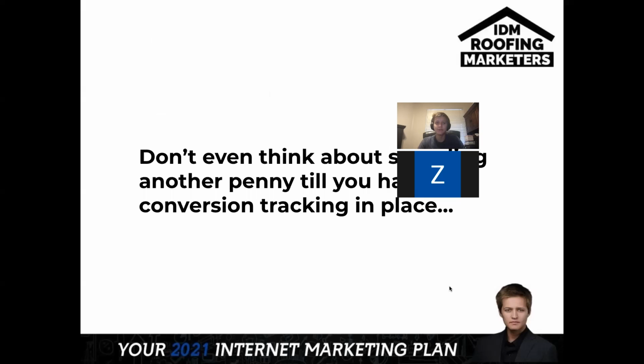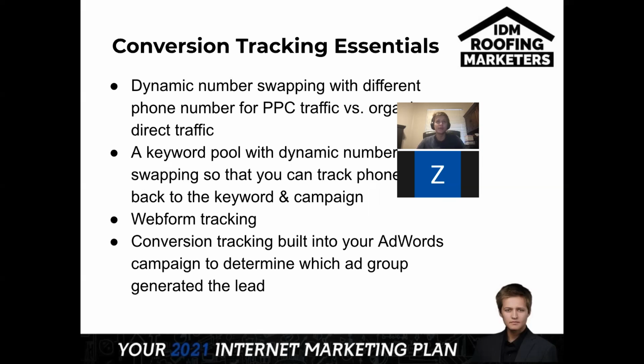Now, don't even think about spending another penny till you have conversion tracking in place. What I mean by that is you want to make sure you have conversion tracking, and it's very essential. The essentials of it, of course, are dynamic number switching or swapping, if you will, with different phone numbers for PPC traffic versus organic traffic versus direct traffic. So if somebody clicks on your website from Google, they search the keyword roofing companies, and they're looking for a roof repair, when they land on that website, you want to make sure it swaps the number dynamically, so it switches automatically.